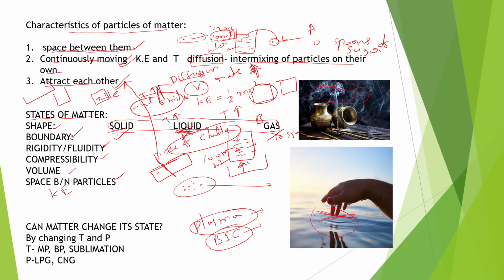For boundary, for a table we can say this is the boundary, so a definite boundary is there. For liquids, there is no definite boundary, and gases also have no definite boundary. Obviously, you can say that from your intelligence. For rigidity and fluidity, fluidity means which flows is called a fluid. Liquids flow, and gases also flow.